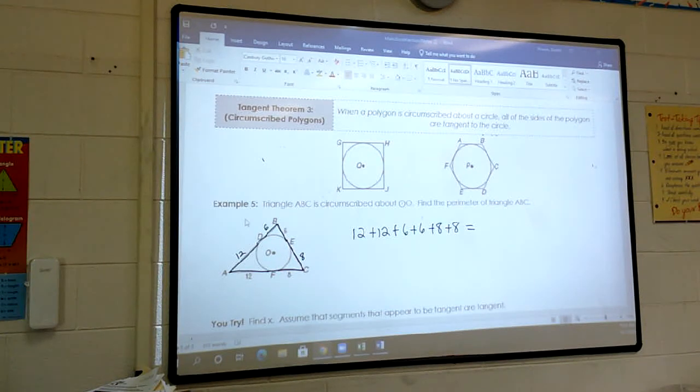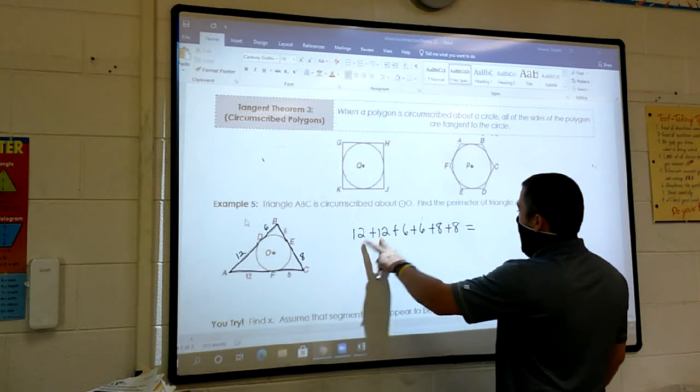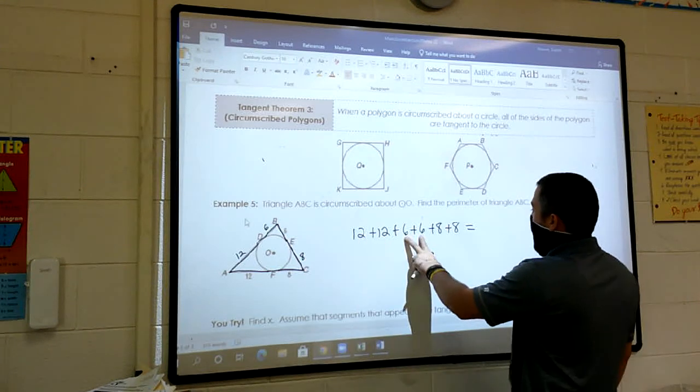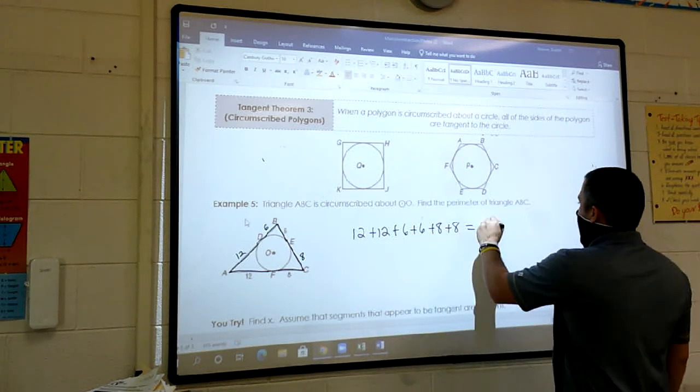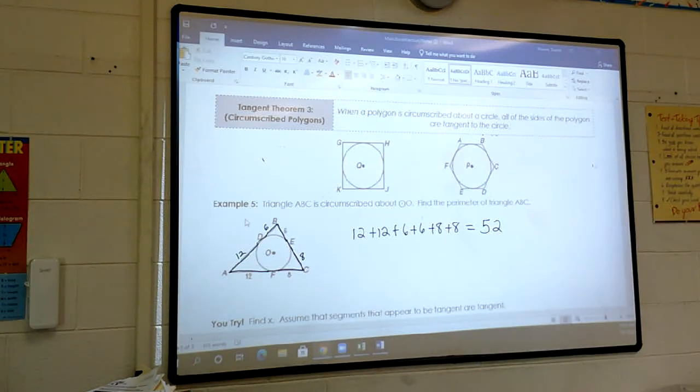What do you get if you try that? Anybody? 52. So 52 is the perimeter. 12 plus 12 is 24. This is 12, that's 36, and this is 16. So it is 52. So that's the perimeter in example 5. Okay? Now, let's go to the bottom.